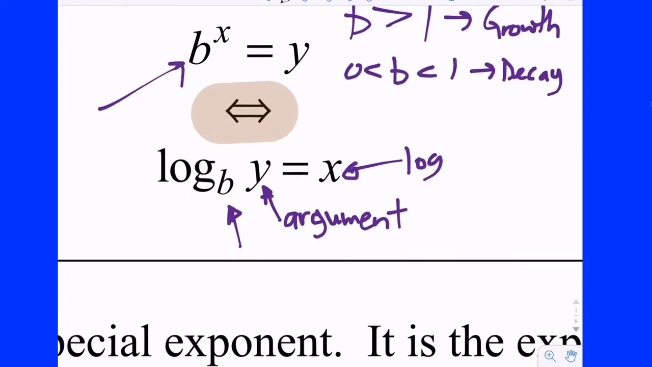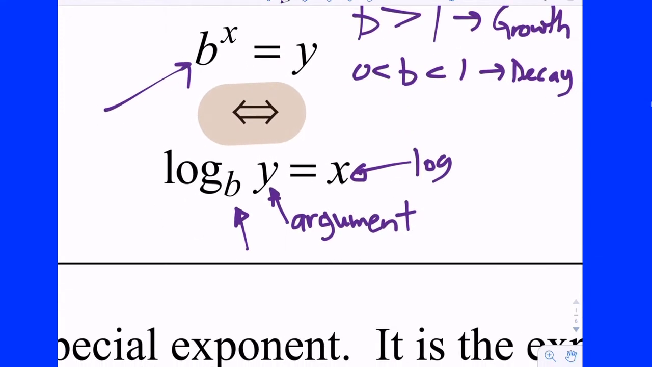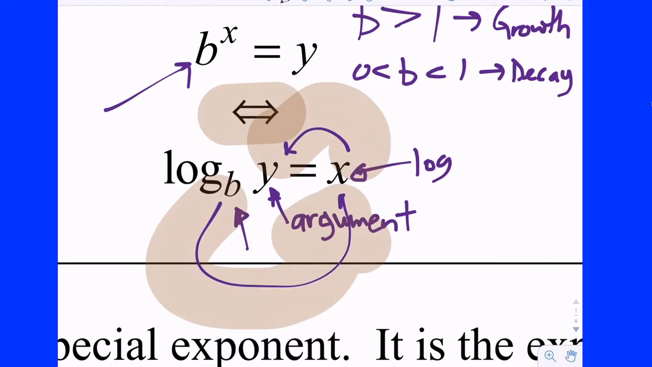So you can think of going from one to the other by using like the around the world. B raised to the x power equals y. B to the x equals y. But it's probably best that you just understand how it all fits together.